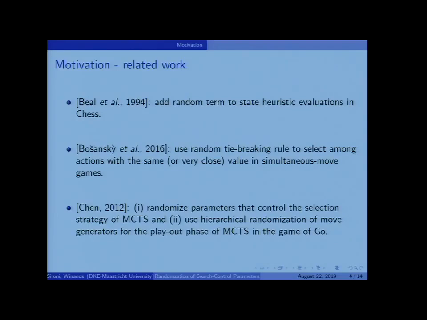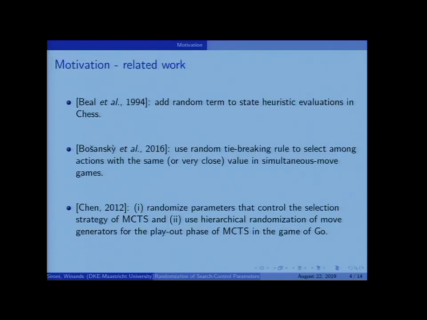Moreover, we didn't come up with this randomization out of nowhere. We've seen some related work in the literature where adding randomization to the search is actually improving it. Starting from the work of Beal in 1994, he showed that adding a random term to a state evaluation function was actually improving the quality of play in chess, because this random term was able to indirectly capture some structure of the tree that otherwise would be ignored.